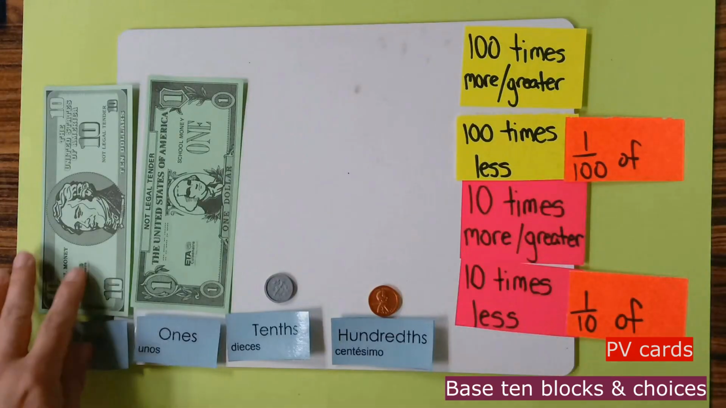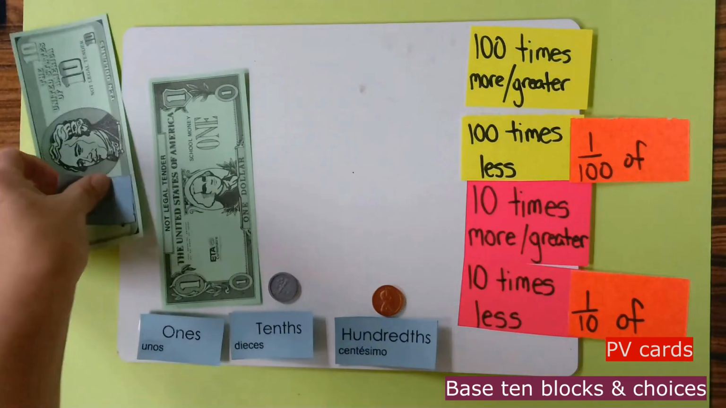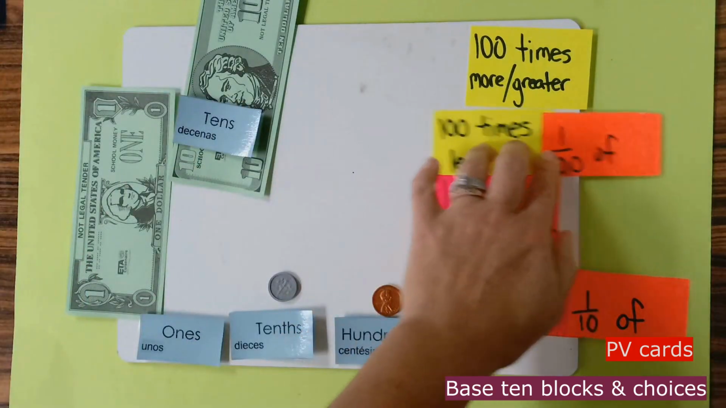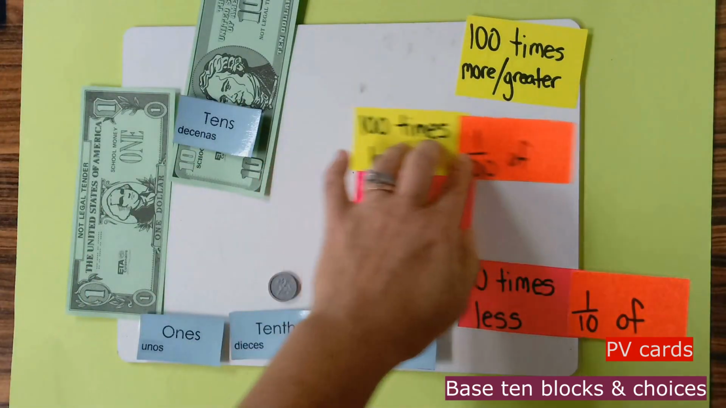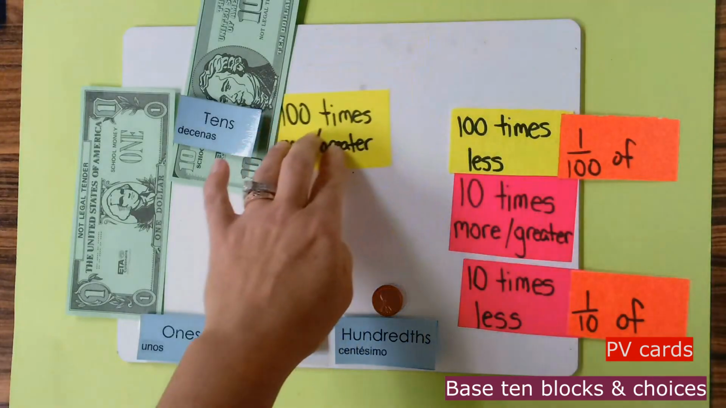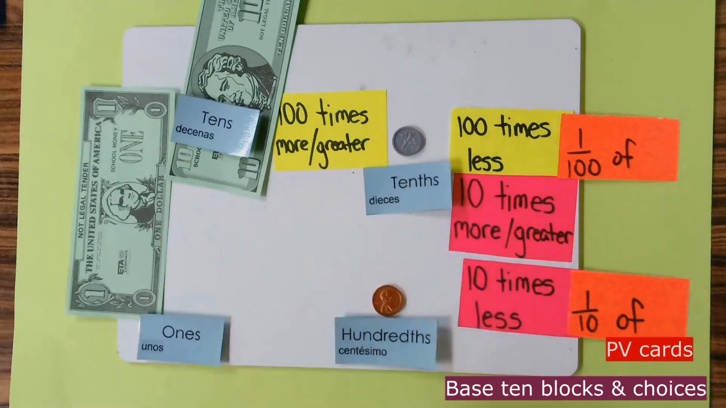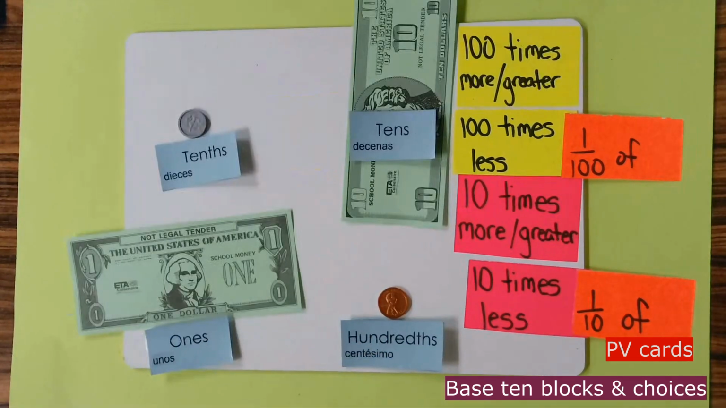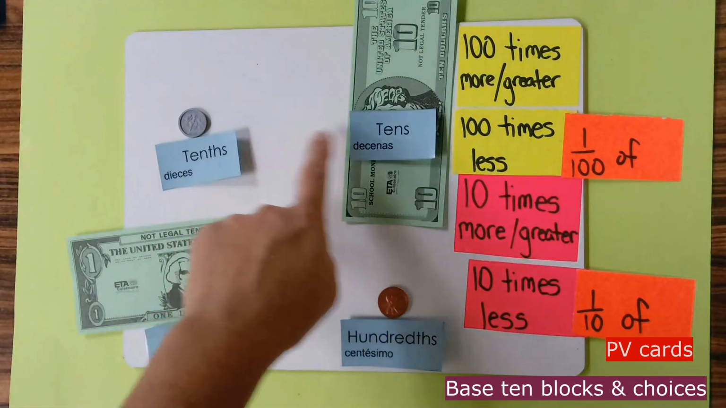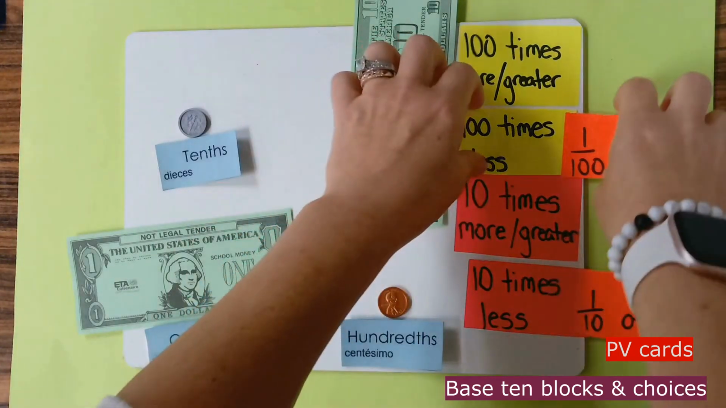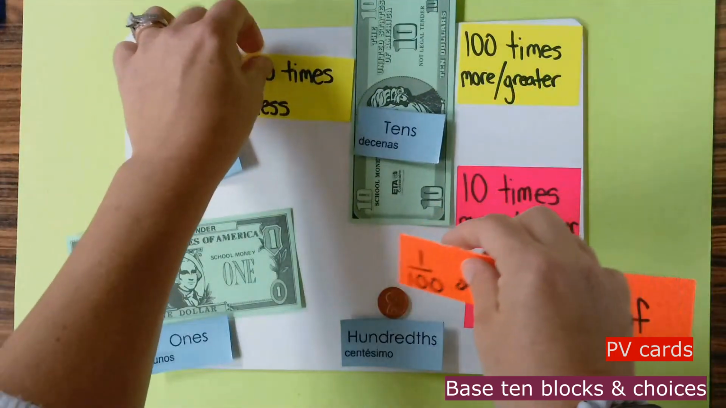After some practice, now we introduce 100th of, which, very similar to 1/10 of, is the exact same thing as 100 times less. This is a great real-world connection, especially since in fifth grade we go to the thousandths place, but this is a great review of real-world money.